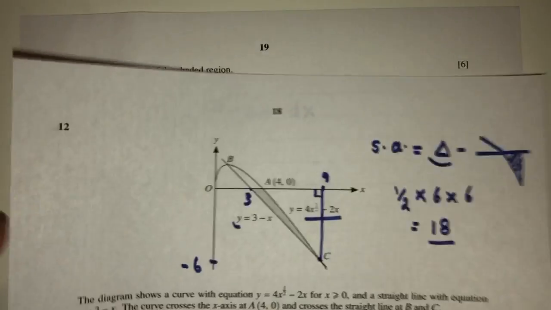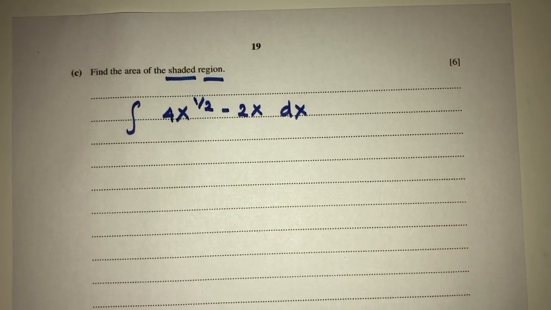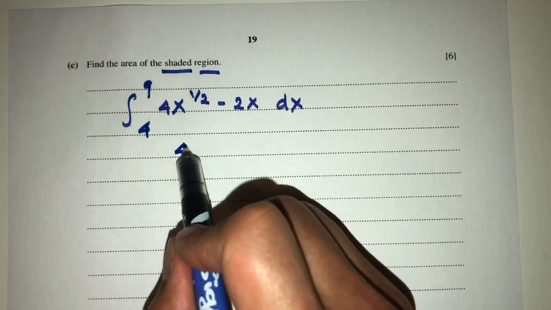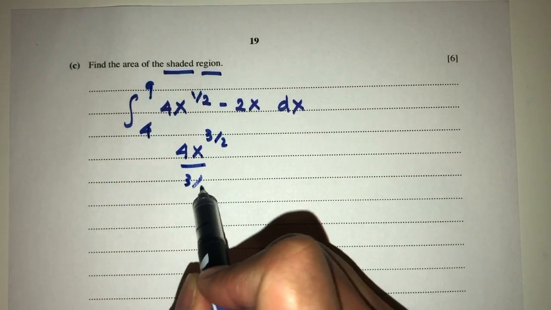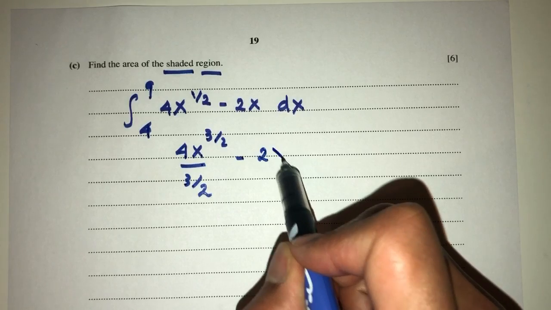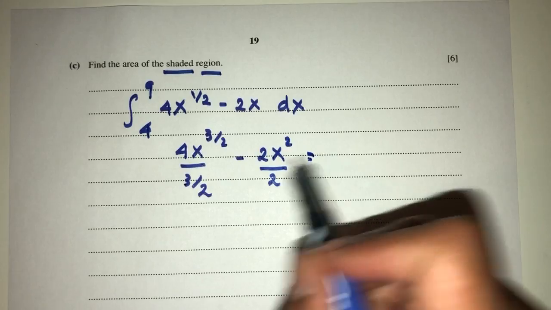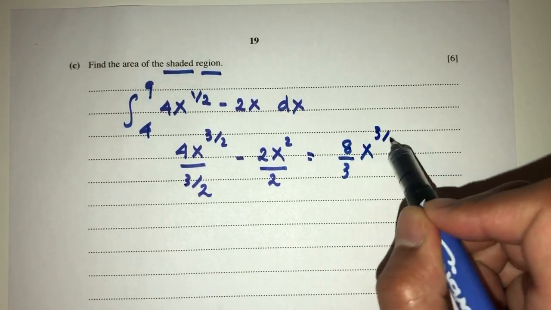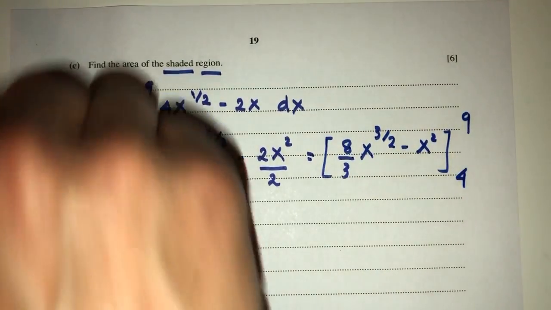Okay. Now what are the limits? It is from this point A till this point. So 4 to 9. Okay, so let's do that. 4 to 9. So we have 9 and 4 here. First thing, we have to increase the power by 1. That will be 3 over 2. That will be 3 over 2 minus 2, that will be 2 over 2. And simplify, you will have 8 over 3 x power 3 over 2 minus x squared, with limits 9, 4.